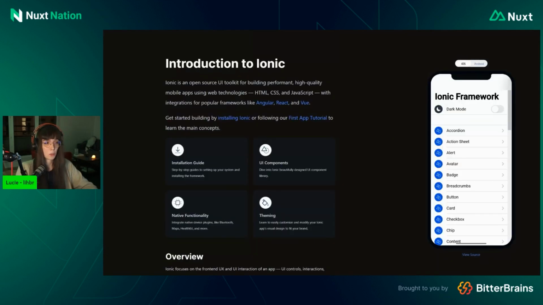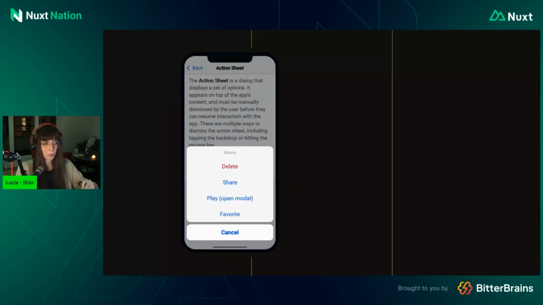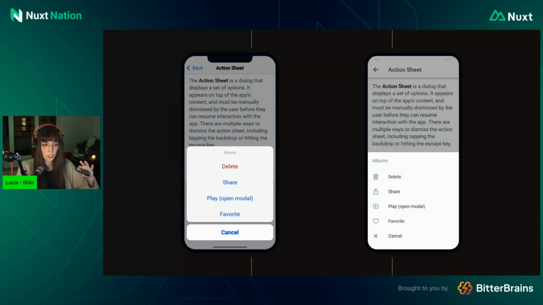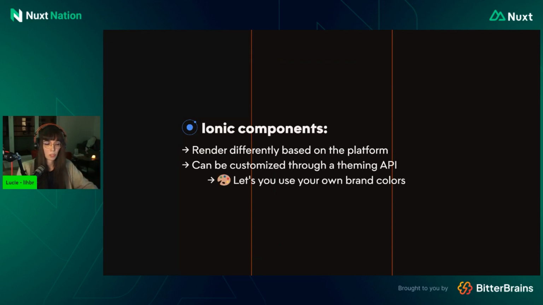Ionic is a huge library of components, but it's more than that, because each component Ionic provides will render differently based on the platform it's running on. That means that, for example, an action sheet component will render like an iOS action sheet on iOS, and like an Android action sheet on Android. This is the same component. More than that, there's also a comprehensive theming API for Ionic that allows you to customize those components and also use your own brand color so everything stays on brand.